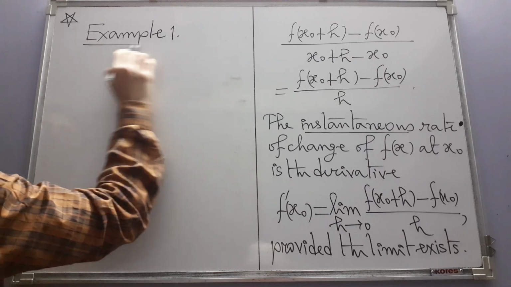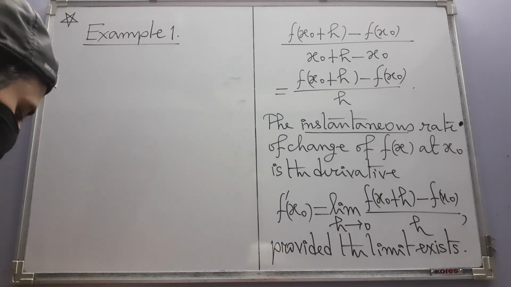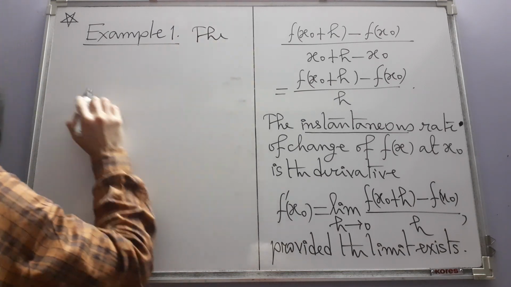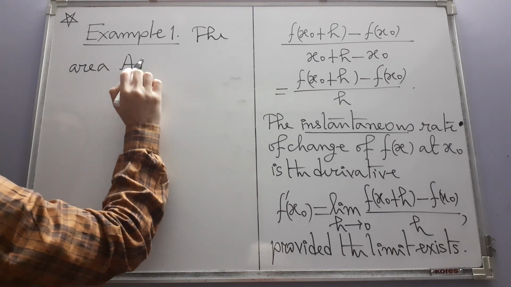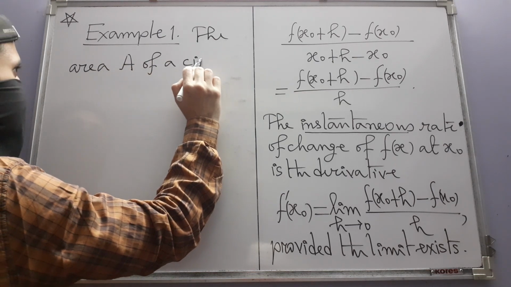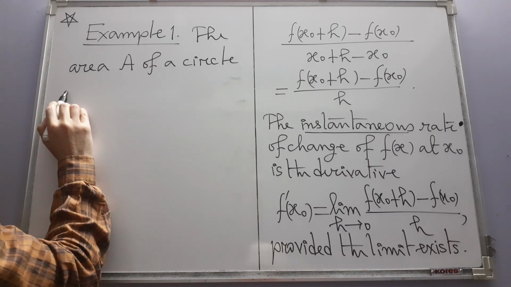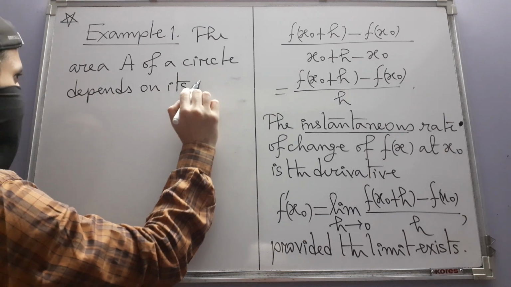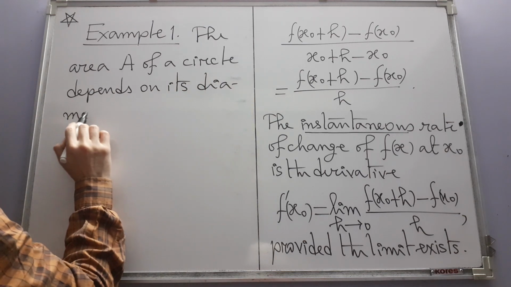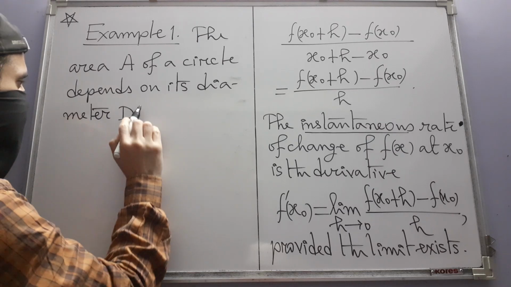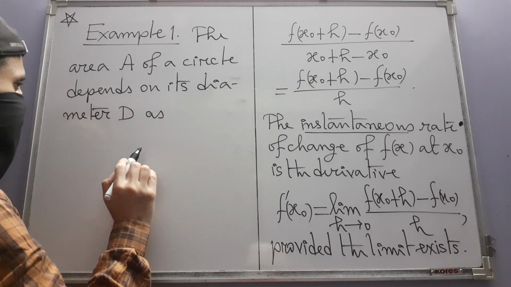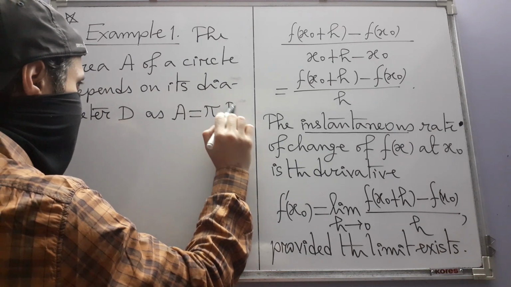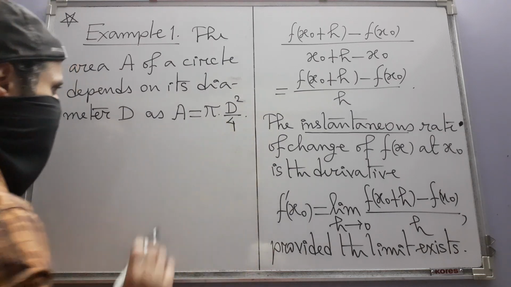This example comes from geometry. The area A of a circle depends on its diameter d, as you already know, A equals pi times d square divided by 4.